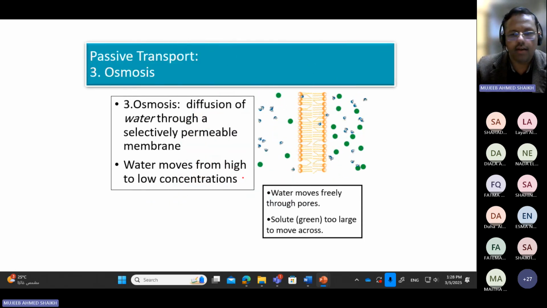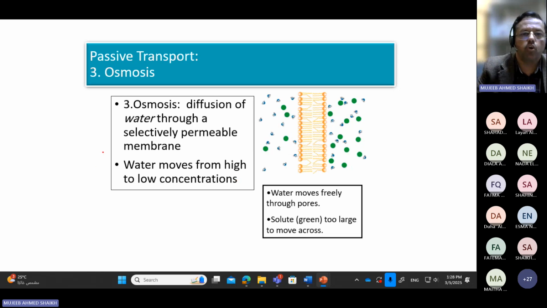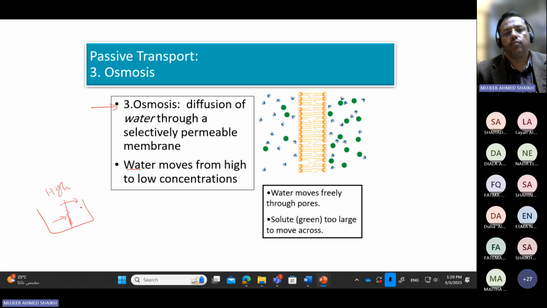Coming to the third passive mode of transport, it is called osmosis. Osmosis is the same as diffusion, but here, instead of any ion or molecule, it is the transportation mechanism for water. So if two water solutions are separated by a semi-permeable membrane, then wherever the concentration of water is high, it will move to the lower concentration side. So if water is separated in two containers with the help of a membrane, then water will be moving from its higher concentration to its lower concentration.